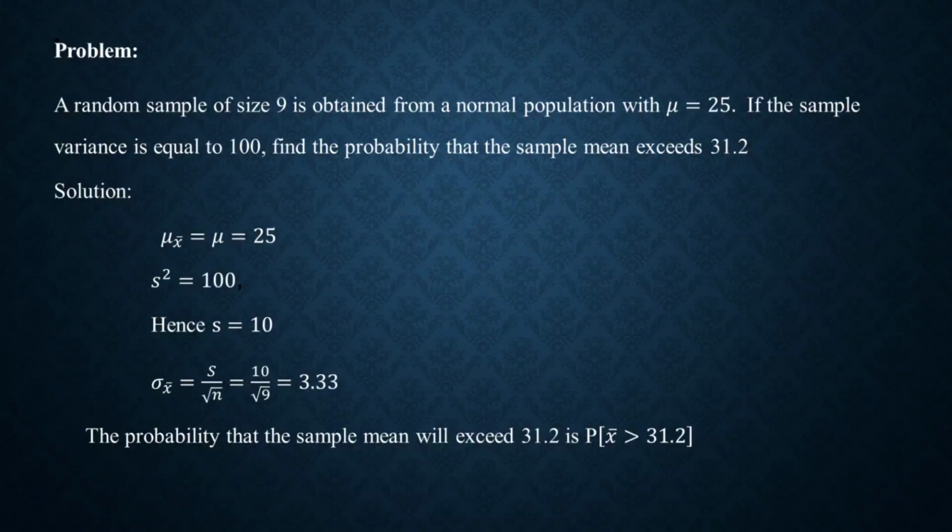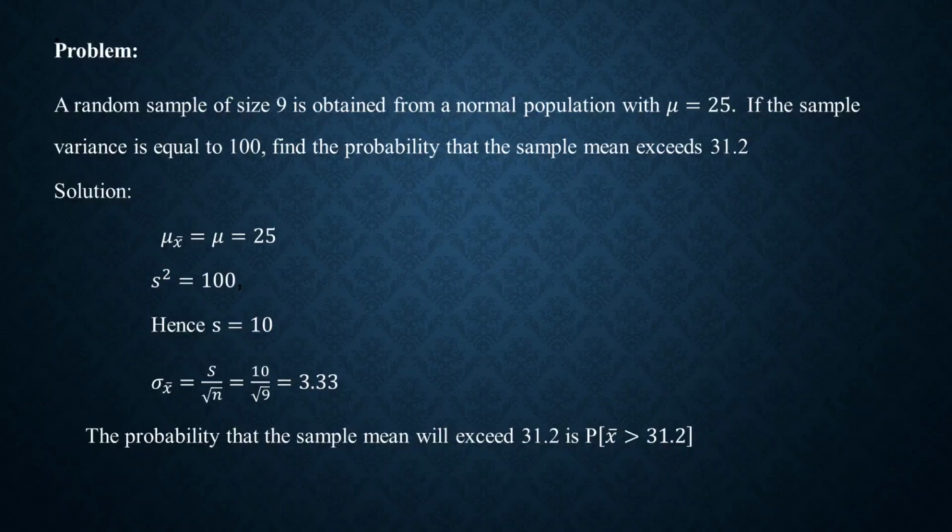Now let us see one more problem. A random sample of size 9 is obtained from a normal population with mean mu equal to 25. If the sample variance is equal to 100, find the probability that the sample mean exceeds 31.2. In the question, the mean mu is given as 25 and the sample variance is given as 100. So we have S square equal to 100, which means the sample standard deviation S is equal to 10. Now sigma x bar is S by root n, which is equal to 10 by root 9, and so we have sigma x bar value as 3.33.